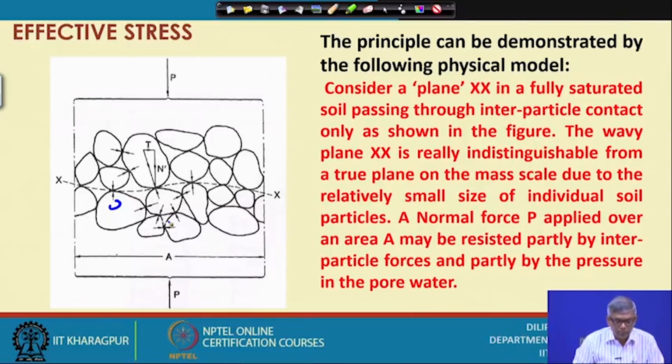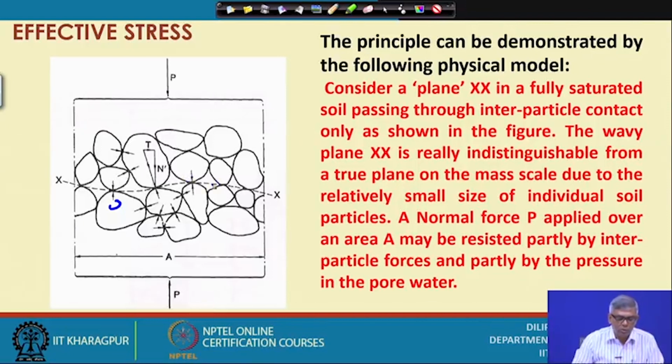Now, we can imagine a plane x-x through the contact points, and the grains are very small. The inlet view looks wavy, but in an actual grain, if you draw it, it looks like a horizontal line, and when you draw this line, you will pass through a number of contact points, like this is one contact point, this is another contact, this is another contact point, this is another contact.